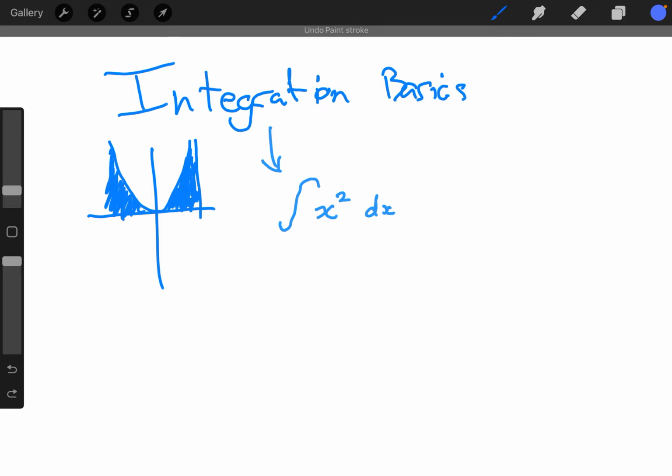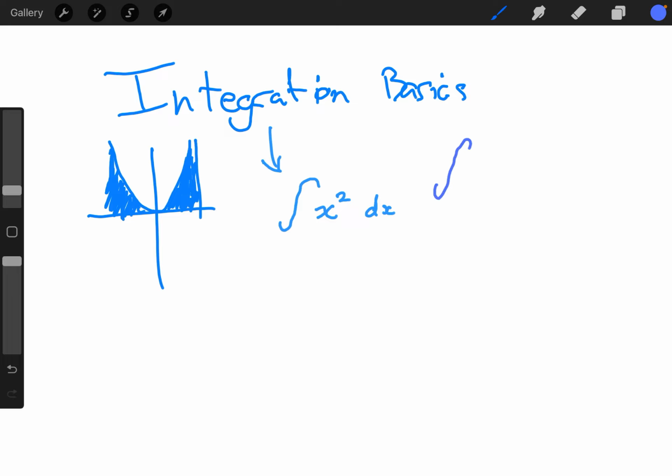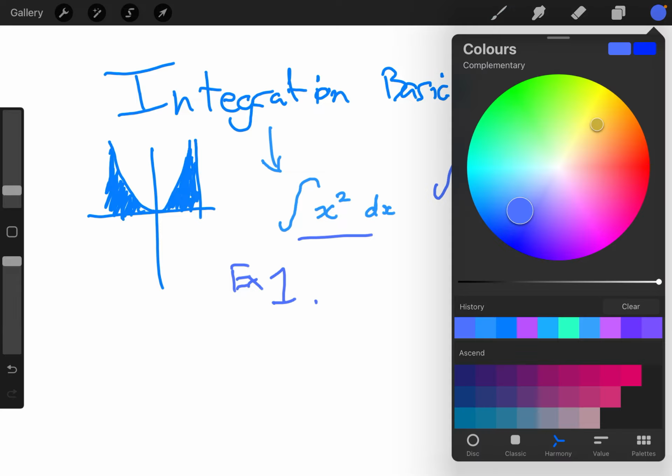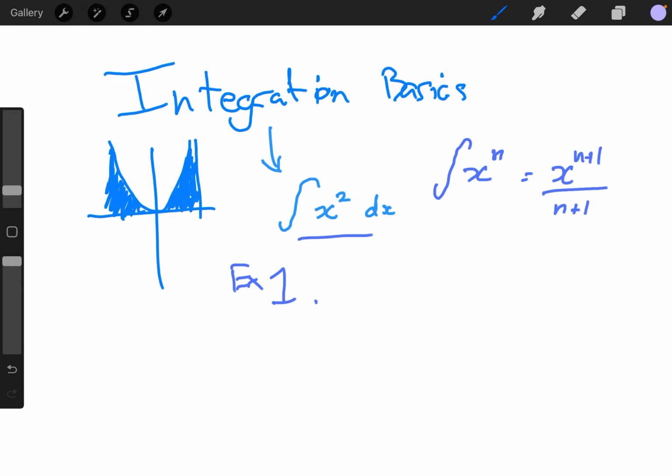So you want to integrate this. Well, there is this simple little formula that we can use. The integral of x to the n is equal to x to the n plus 1 over n plus 1. Alright, let's take this example. Example number 1. What do we do? Alright, so x squared dx. We want to find the area under there.